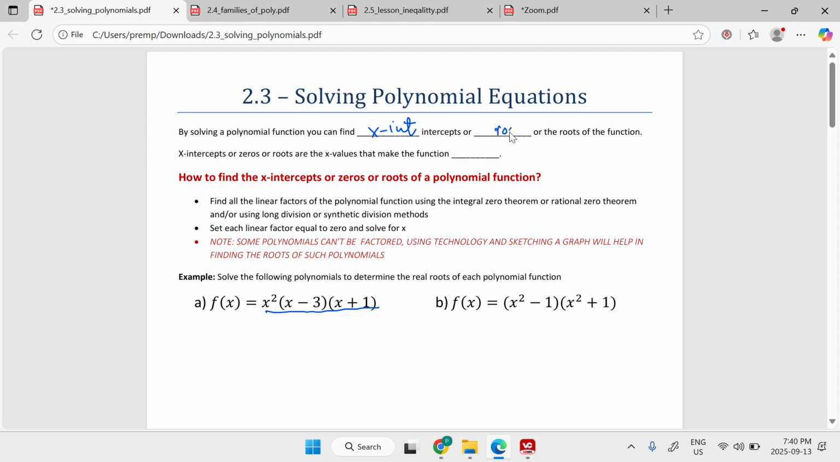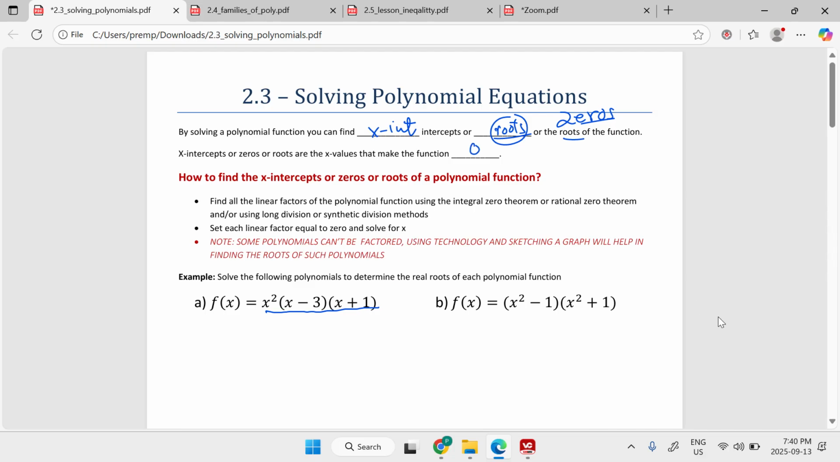the roots, or we call them, roots are written here, it's also called zeros. These are the different terms we use. Zeros means when the y value is 0. X-intercept, obviously it means when the y value is 0. Roots are the x values that make the function 0.